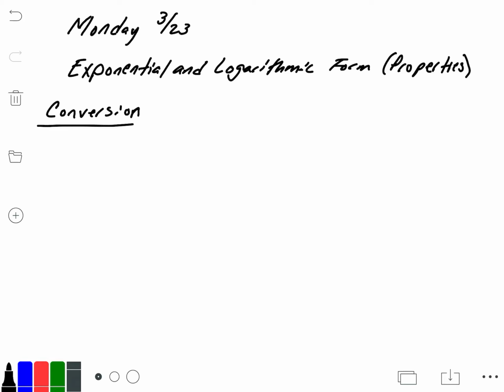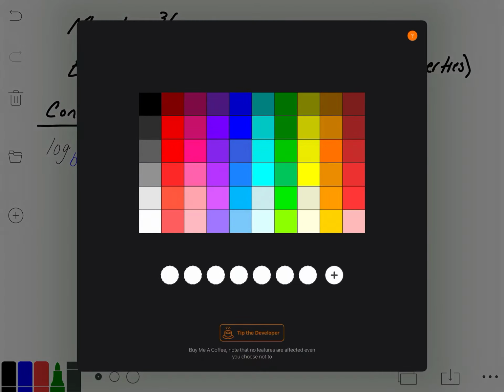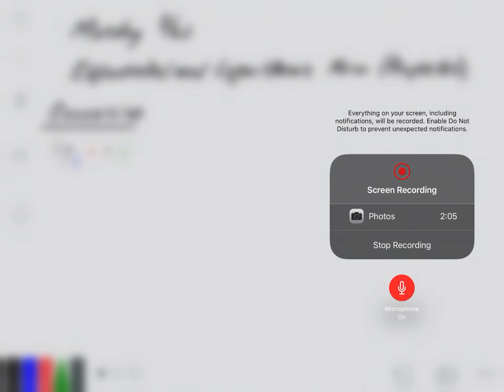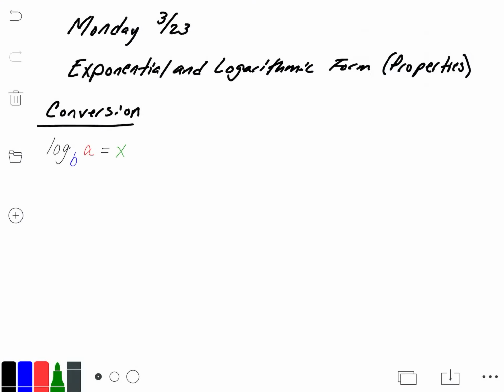So here's what you have to understand about logs. They are directly related to an exponential equation. I'm going to write it out here. It's going to take me a few seconds because I'm going to change colors. So log base b of a is equal to x is our main log formula. Okay, so let me check my microphone again. Yeah, we're still going. So that's our main log formula.